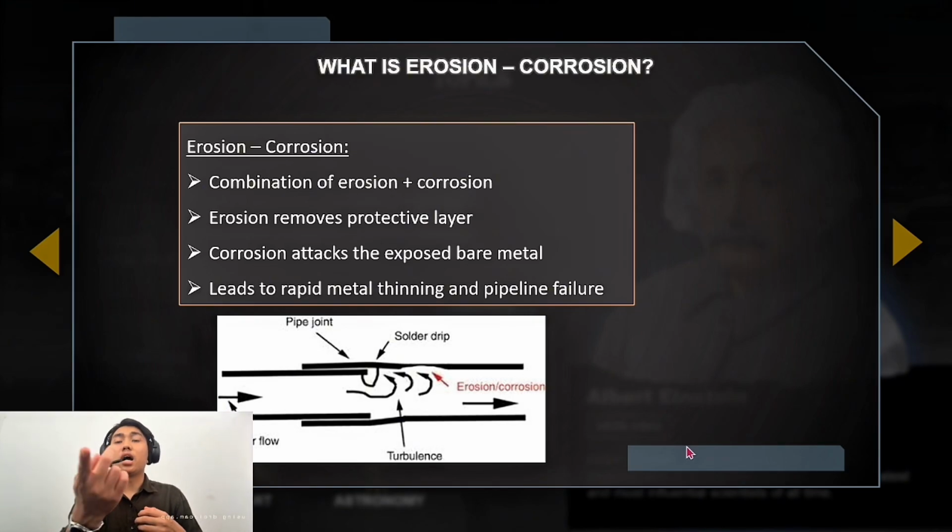When erosion and corrosion happen together like this, the metal becomes thin very fast, and this can lead to pipeline failures. If you look at the diagram at the bottom, it shows how the water flow and turbulence inside the pipe cause the erosion corrosion area. The turbulence makes particles hit the pipe wall at a stronger angle, and this is where the protective layer gets damaged, leading to rapid metal loss. So that's all for erosion and corrosion. Let's move to the next slide.